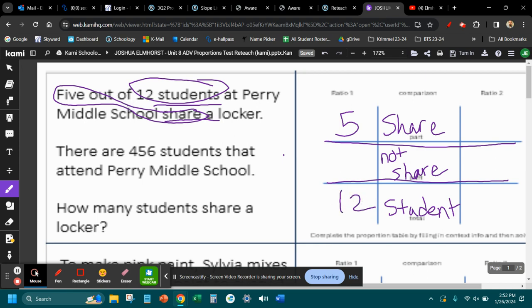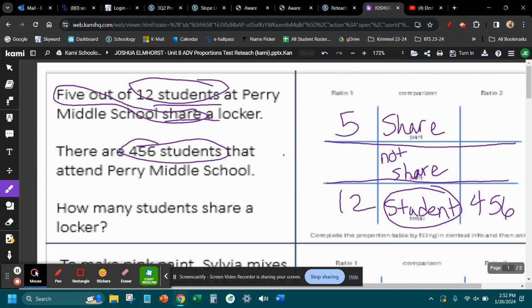But I noticed on the test, I had kids put 5, 12, and 456 all on the left side. I was excited that kids were using the method, but they weren't filling it out correctly with the labels. So because this is students, there's 12 students, and then this is also students, the ratio is making the comparison of 12 to 456.